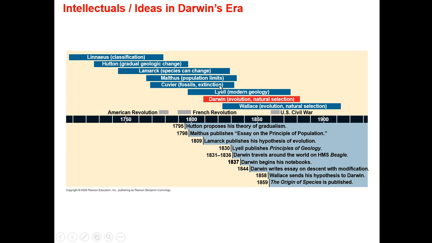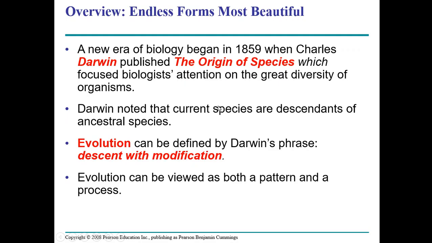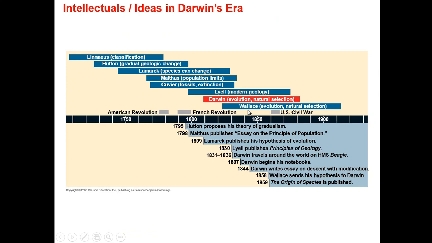For Lyell, we will discuss him in our succeeding lesson. He's concerned with modern geology. Here is Darwin, and according to this, it's around 1859. Darwin, it's around here: evolution and natural selection. Also for Wallace, we have here evolution and natural selection as well. So these are their works, class.